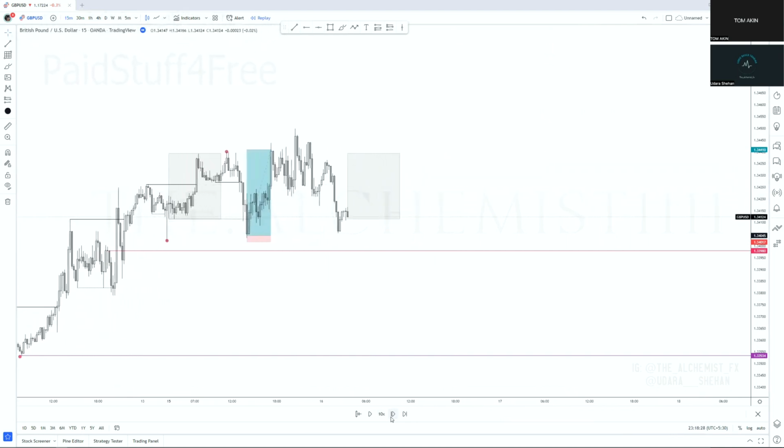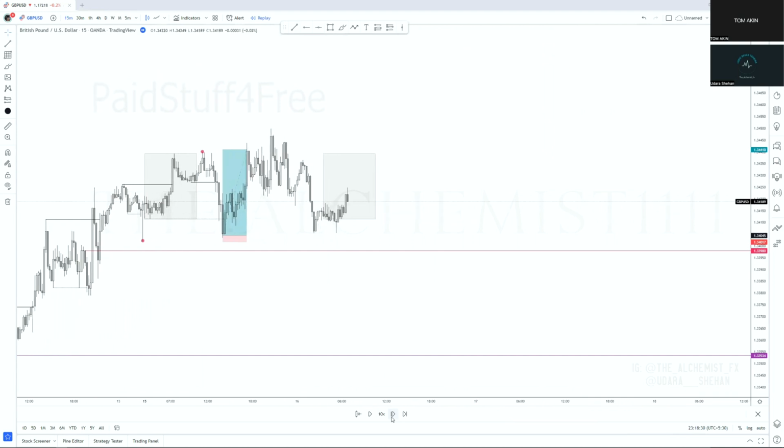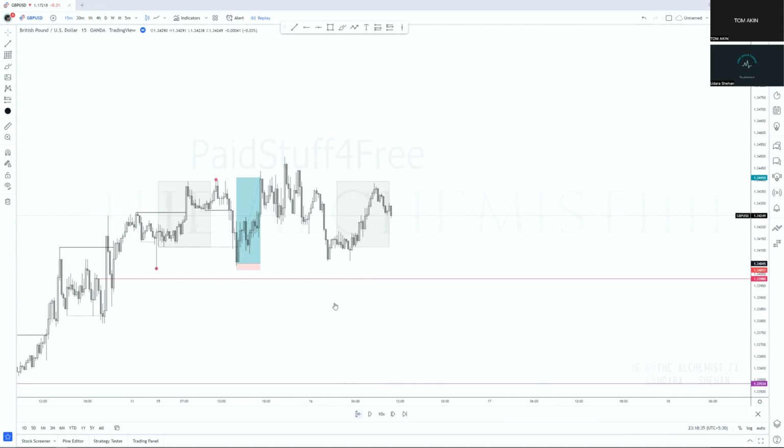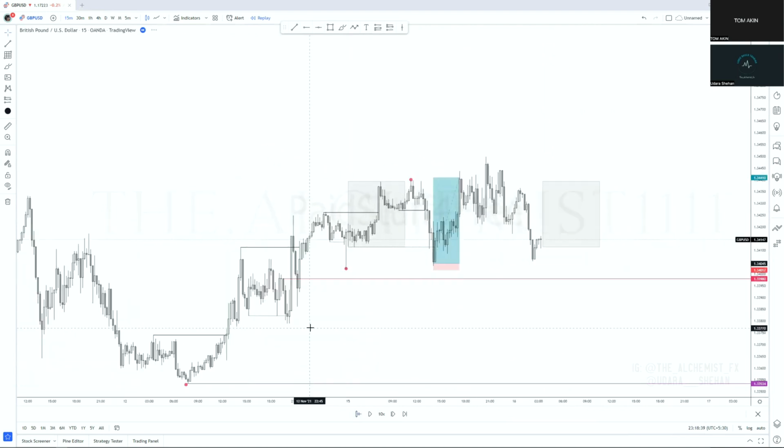Okay, there we go. Once again, Asia. Let's wait for Asia to end. How do we start every single new day? With the daily time frame, right? Let's go to the daily. Remember, make it a rule. Make it something like a checklist. Make sure you always check the daily time frame every single new day.